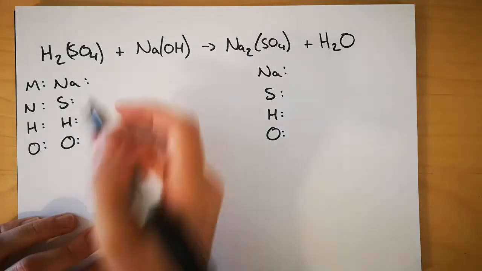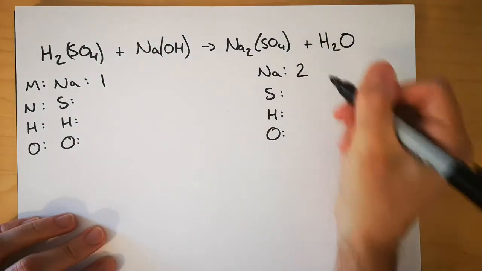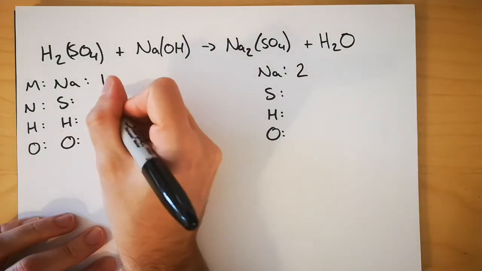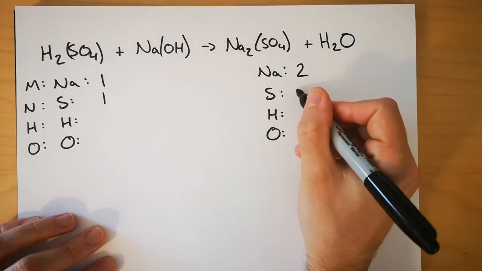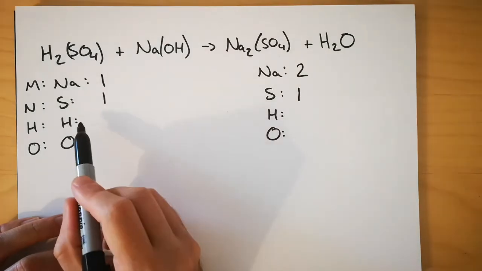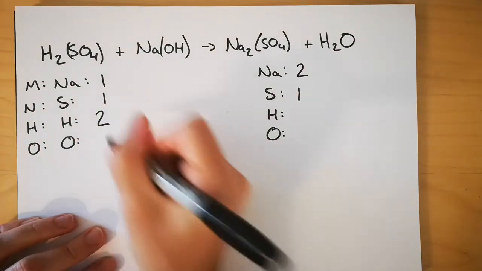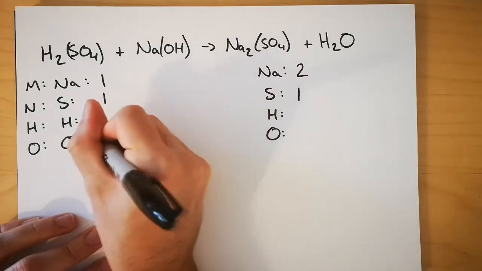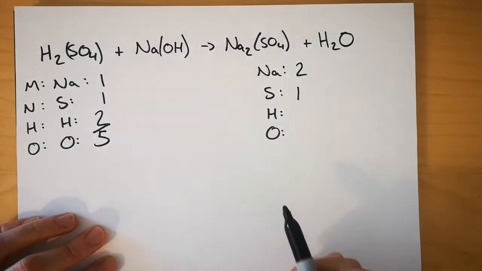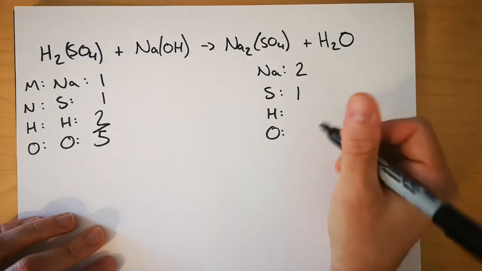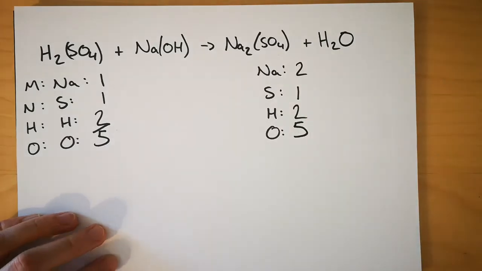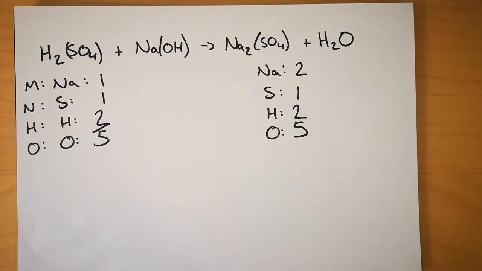So on this side, the number of sodiums I've got is 1. I've got 2 on this side. I've got 1 sulfur on this side. I've got 1 sulfur on this side. Hydrogens, I've got 2. Oxygens, I've got 5. Oh, I've got 3. Ooh, 3. 1, 2, 3. So that was almost a horrible mistake. 2 and 5.